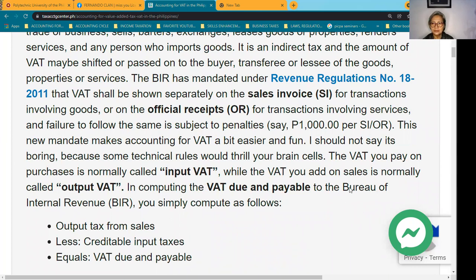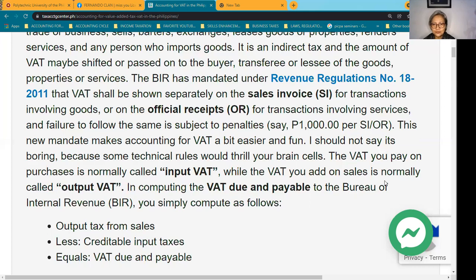Now, the VAT you pay on purchases is called input VAT. The VAT collected from sales is called output VAT. So, kapag bumili ka, yung VAT na binili mo, ang tawag doon ay input VAT. Kapag nagbenta ka at merong VAT doon sa binenta mo, then that is called output VAT.